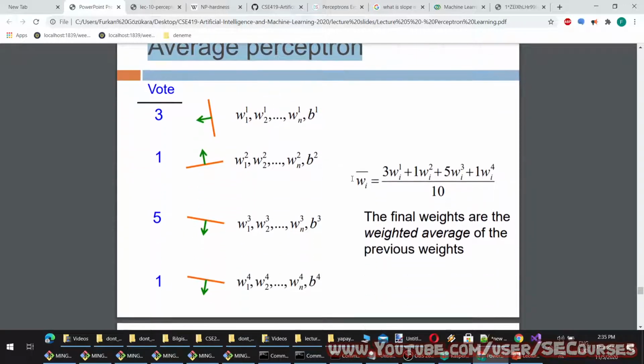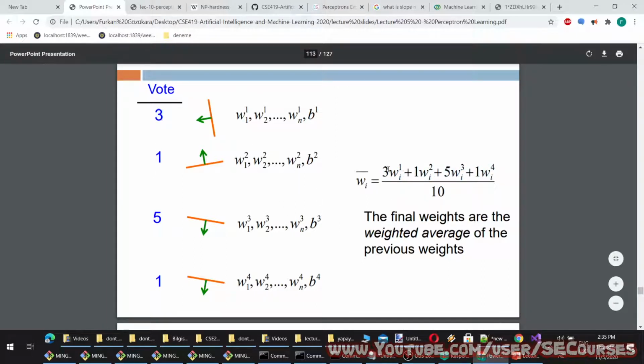Then there is average perceptron. In this case, the weights are calculated each time, and then they are divided by the number of calculations. So they get the average of their value. Okay, you see these are the numbers of correct predictions, and they are summed, and then they are divided. The final weights are the weighted average of the previous weights. Therefore, you don't have to keep track of all of the weights.